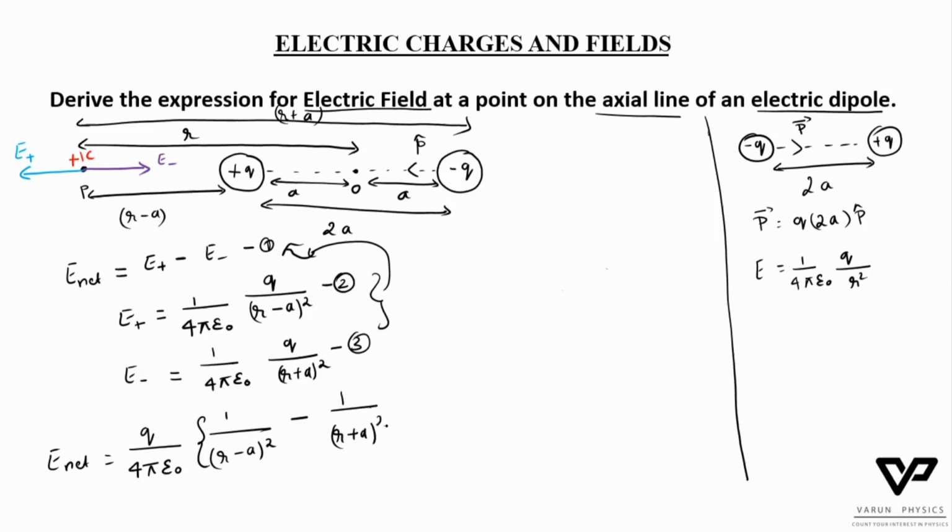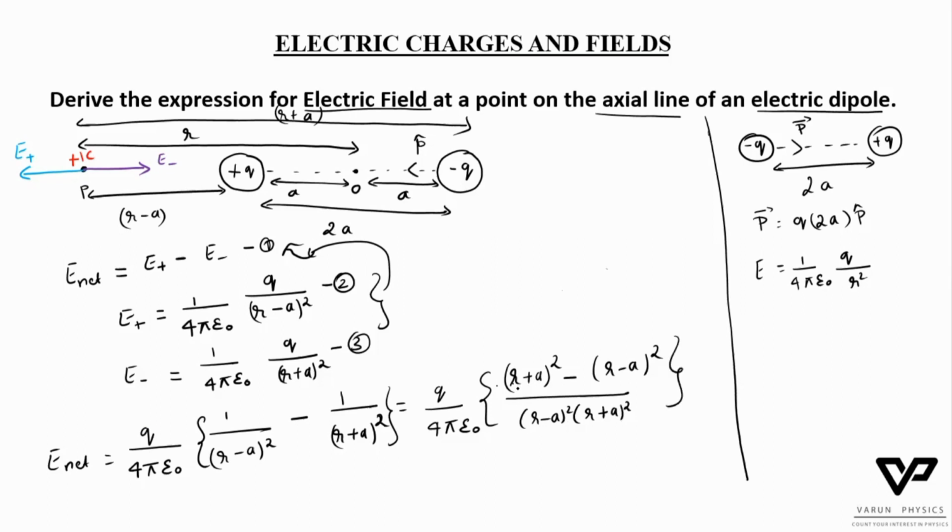That is equal to Q by 4 pi epsilon naught into (R plus A) whole square minus (R minus A) whole square, divided by (R minus A) whole square into (R plus A) whole square.